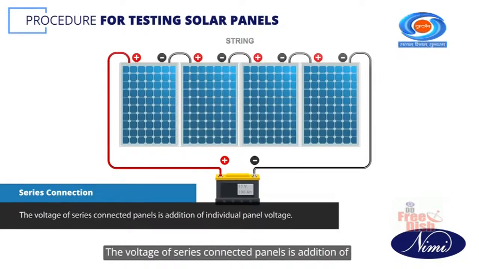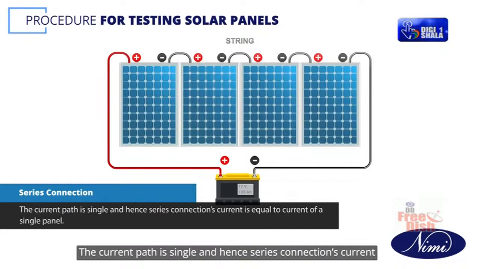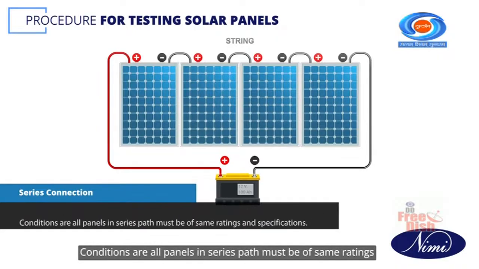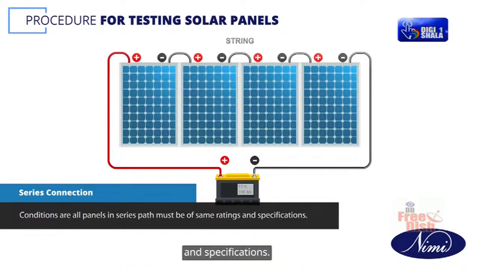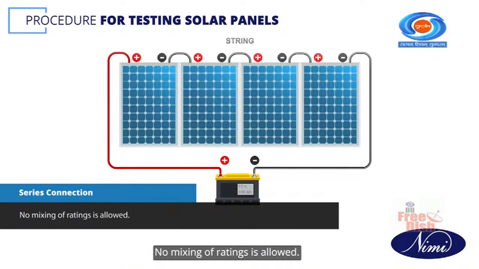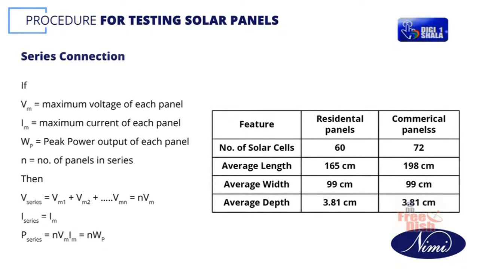The voltage of series connected panels is the addition of individual panel voltages. The current path is single, and hence the series connection's current is equal to the current of a single panel. Conditions: all panels in a series path must be of the same ratings and specifications. No mixing of ratings is allowed. Here is the calculation method for series connection.